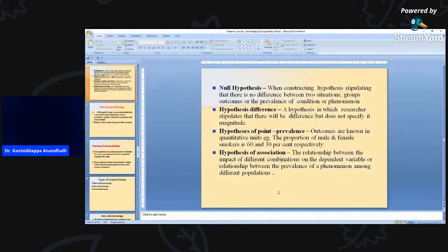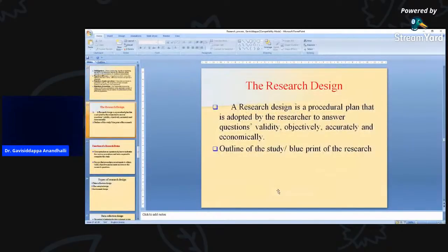So these are the hypotheses we come across. The next very step in the research is research design. The research design is a procedural plan that is adopted by the researcher to answer the question.